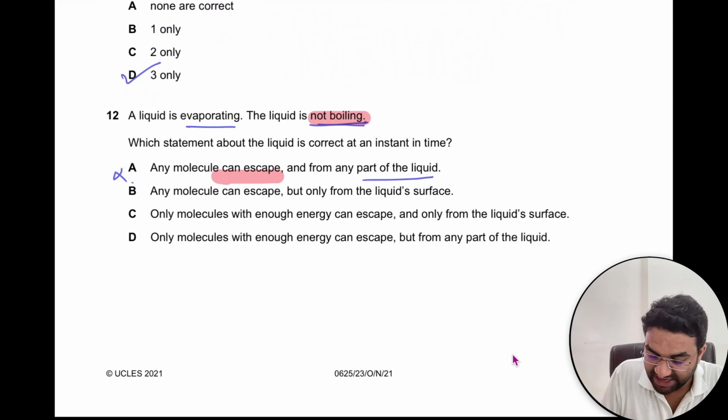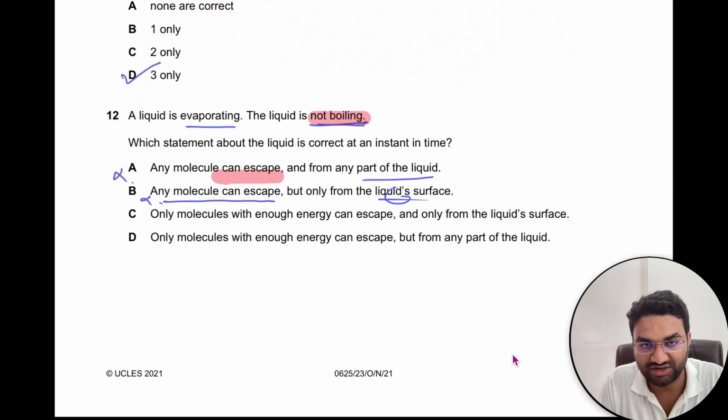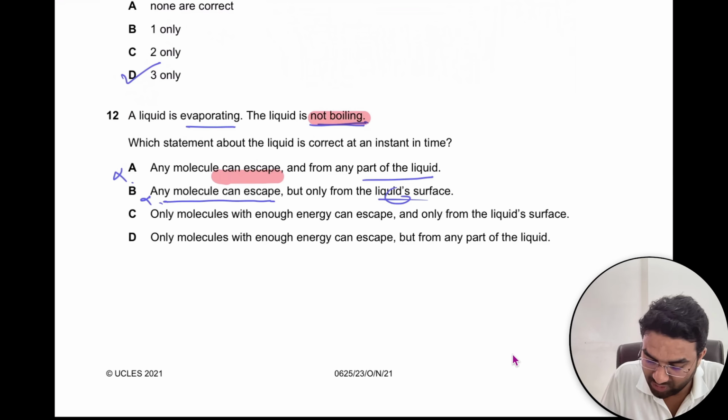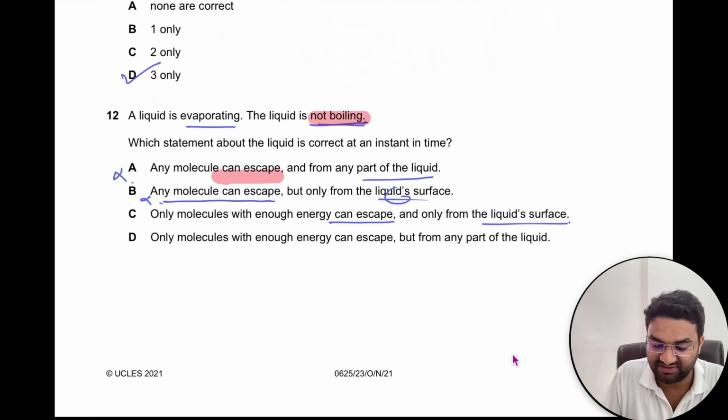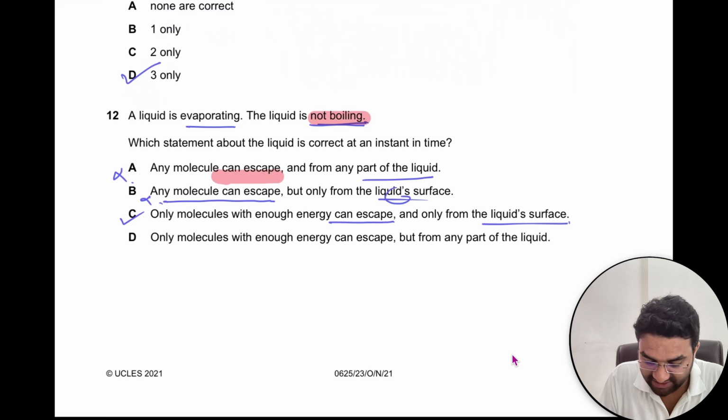Then next, any molecule can escape, but only from the liquid surface. The second part is correct. The first part is again not correct. Only molecules with enough energy can escape, and only from the liquid surface. This one is the most appropriate, we can say. Fine. But we will read D as well. Only molecules with enough energy can escape, but from any part.